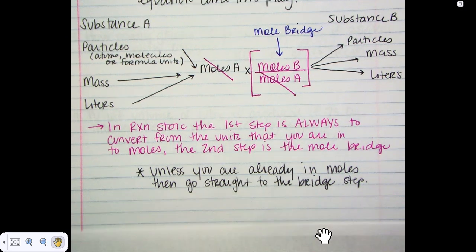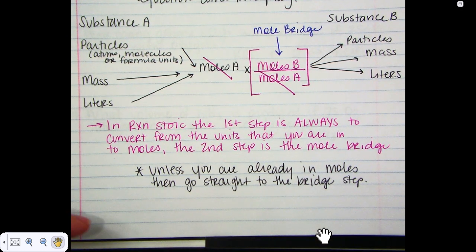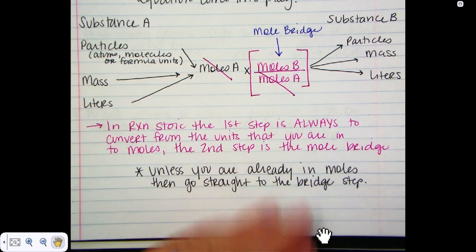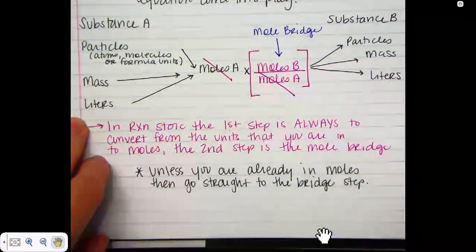So in reaction stoich, your first step is always to convert from the units that you're given initially into moles. And then the second step is always going to be the mole bridge. If you're already in moles, then obviously we go straight into the mole bridge. Okay. So let's look at some examples.